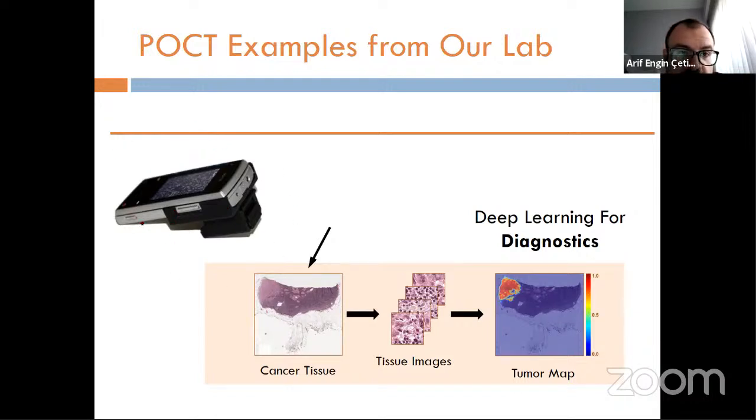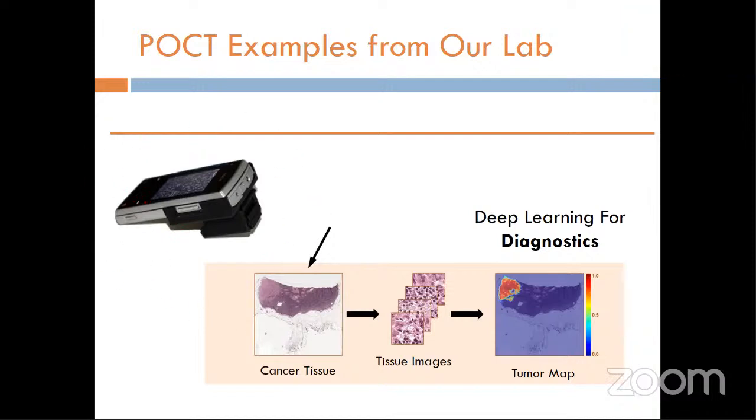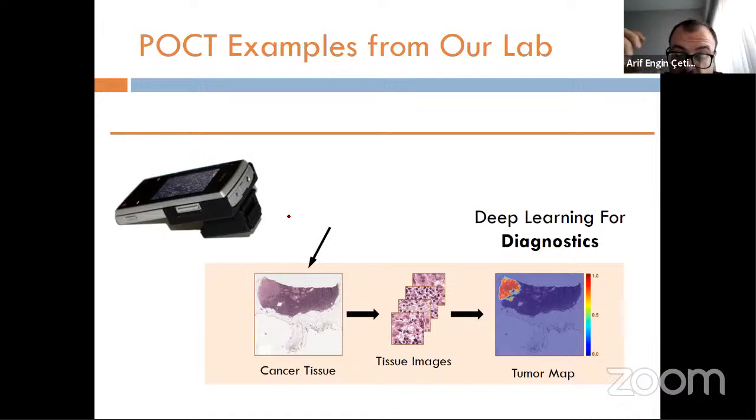So we have a microscope integrated to a cell phone. So we can magnify the images more than 1,200 times. So what we can do is image the cells. We can even monitor single cells with this device.